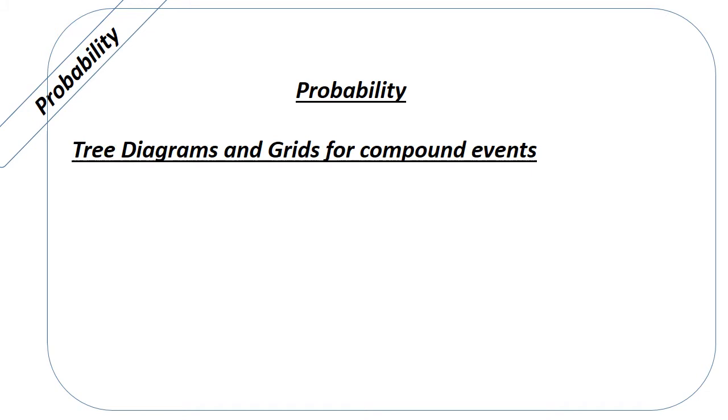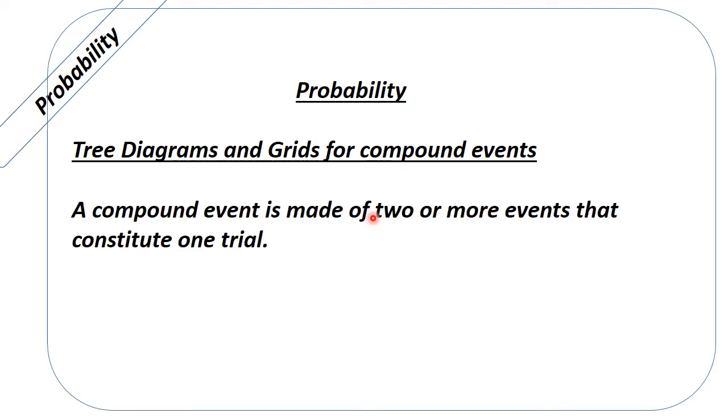We're going to study the type of events which are called compound events. So we solve compound events using what are called tree diagrams and grids. So what are compound events? A compound event is made of two or more events that constitute one trial. So a trial is something we do in order to get a certain result.